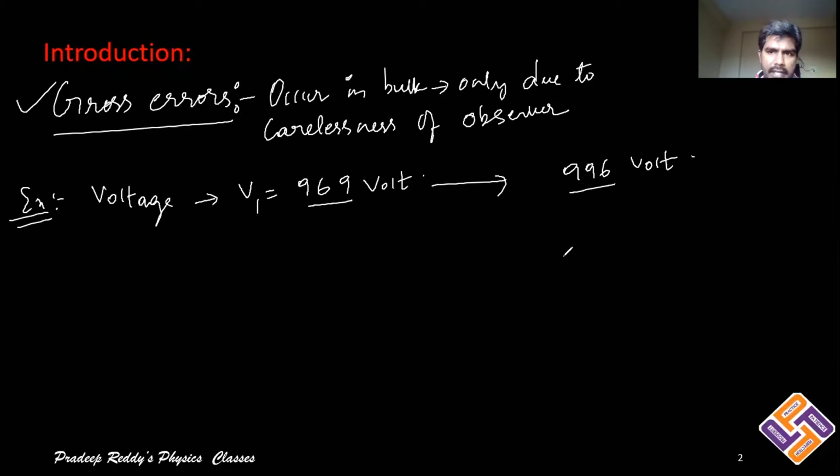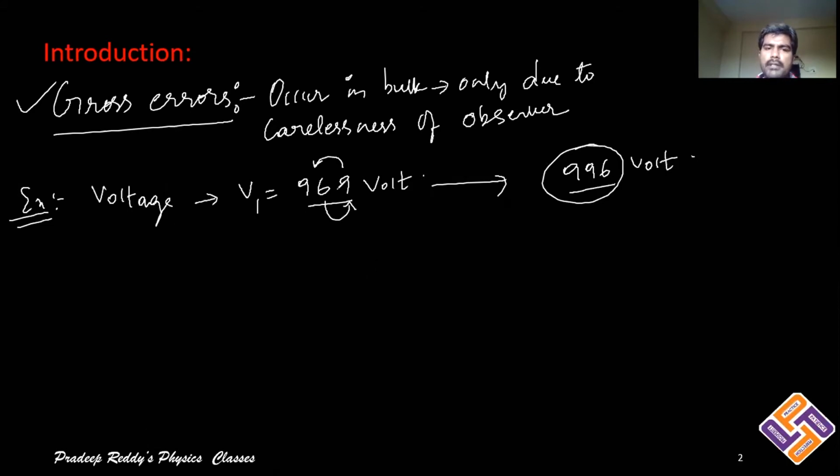Okay, you are doing the experiment correctly. You are measuring the voltage correctly. 969 is the voltage which you have got. But in a hurry, or in over-excitement, or because of some physical or mental mood, instead of writing 969, you are reporting it as 996. You are just interchanging these digits here.